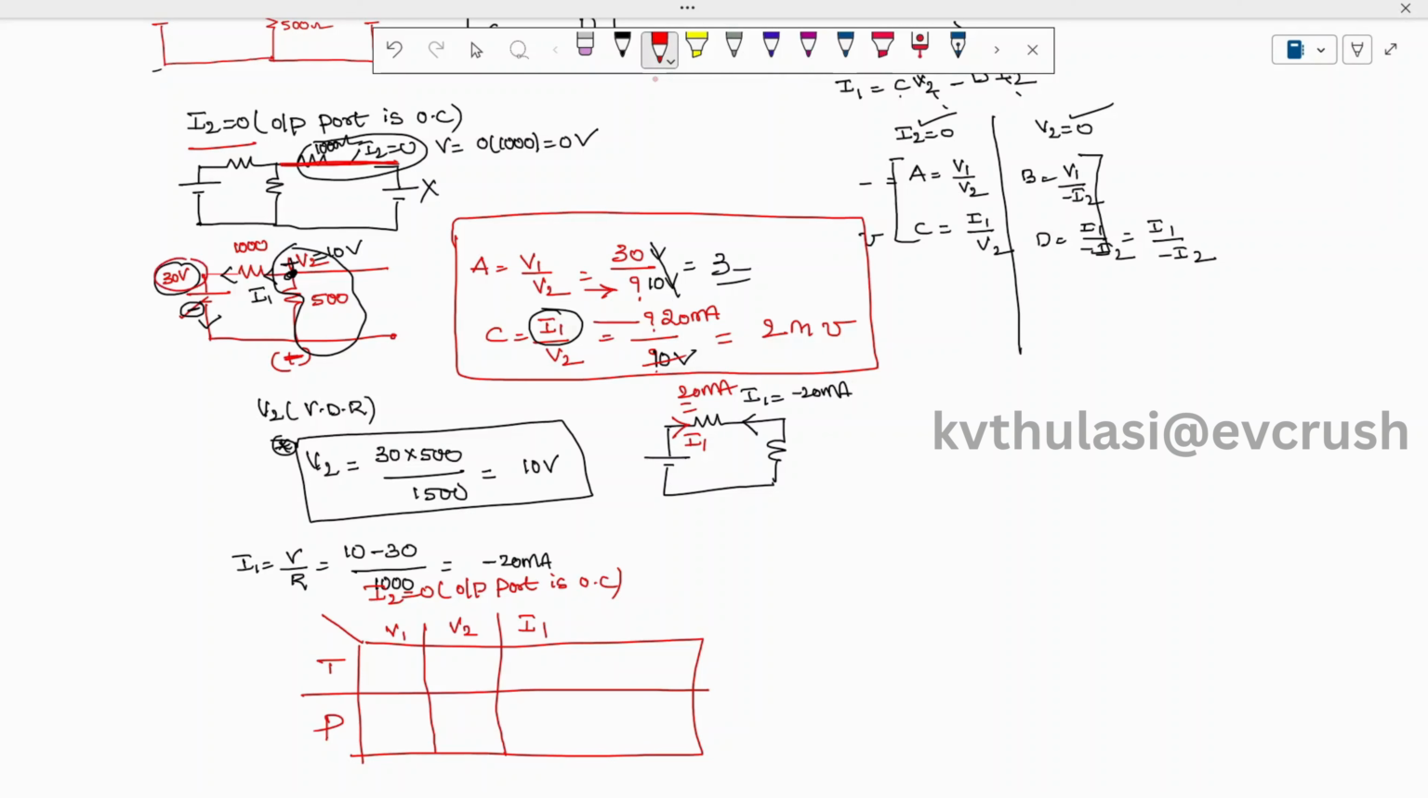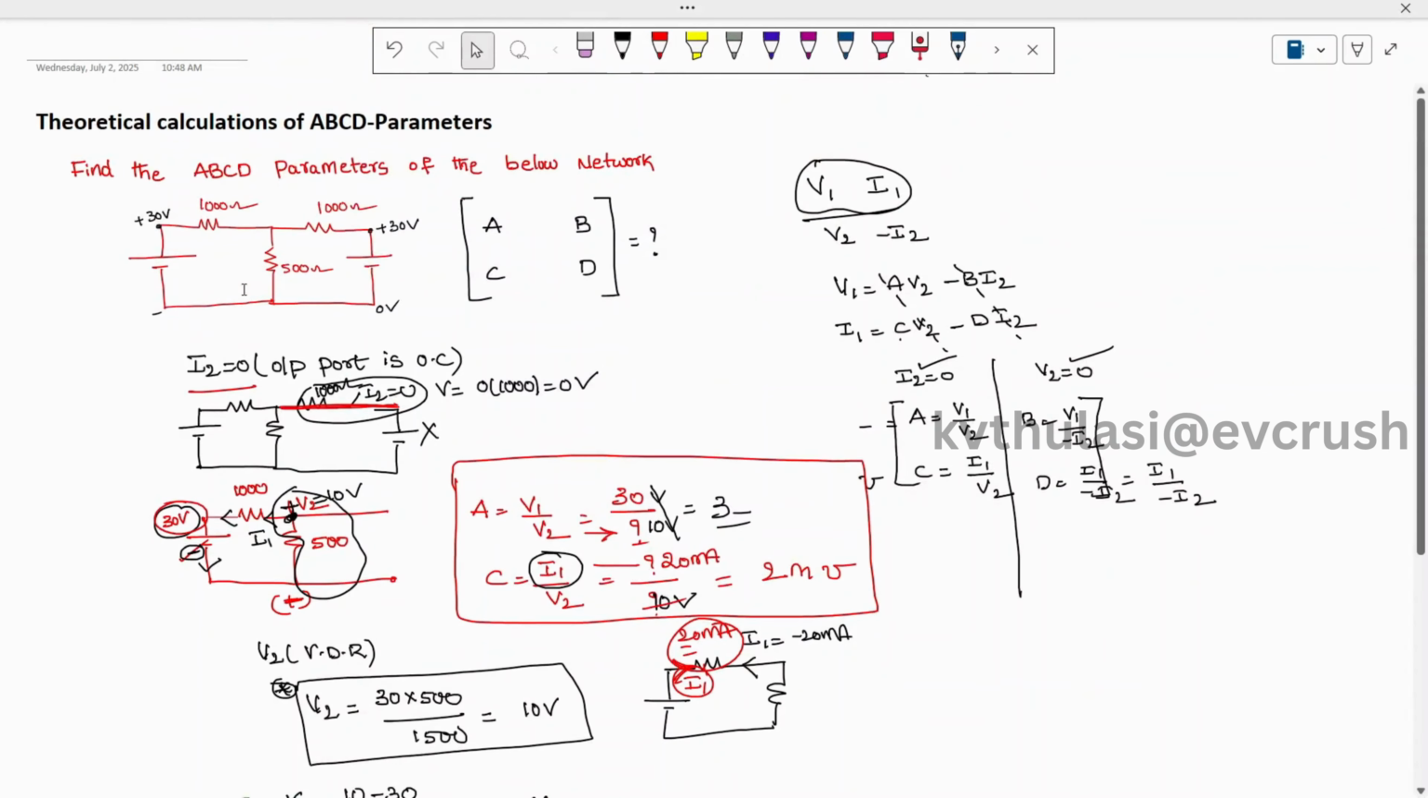The value of V1 we are applying from the network is 30 volts. The V2 across the 500 ohm we obtained is 10. And what is the I1 we obtained? When you take I1 in this direction, it is 20 milliamperes. Okay, so this is the complete theoretical calculation. When you do the experiment, as you can see in another video, you will get similar values such as 29 volts, 9 volts, and 19 milliamperes, or you may get 21 milliamperes. So they are similar. That's how to validate your answer practically also. So this is the first step of solving the problem.